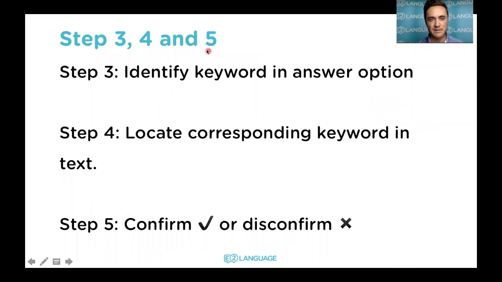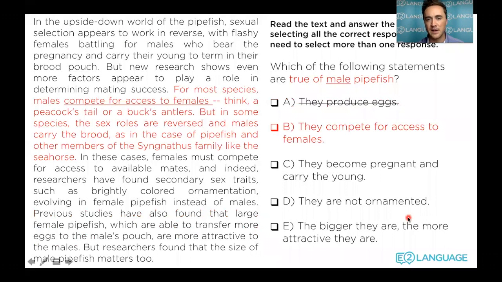Let's do step 3, 4, and 5. I want you to identify the keyword in the answer option. I want you to then locate the corresponding keyword in the text, and I want you to confirm or disconfirm. Okay? I've helped you out. I've actually given you where you need to read. You have, let's say 30 seconds to type in yes or no into the chat.